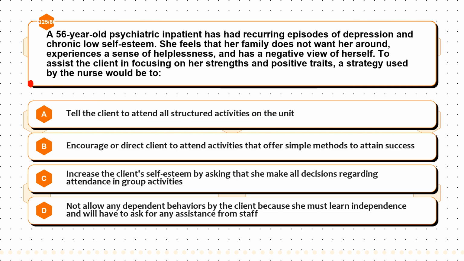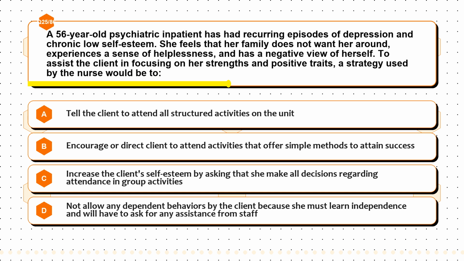Question 25. A 56-year-old psychiatric inpatient has had recurring episodes of depression and chronic low self-esteem. She feels that her family does not want her around, experiences a sense of helplessness, and has a negative view of herself. To assist the client in focusing on her strengths and positive traits, a strategy used by the nurse would be to. Here are the options.